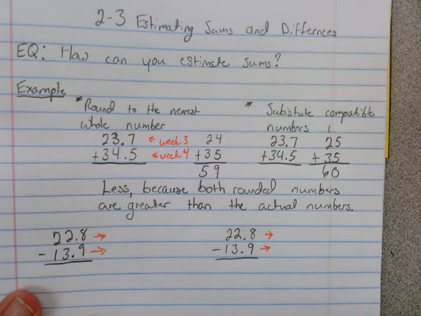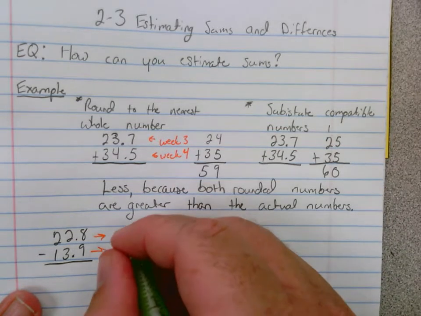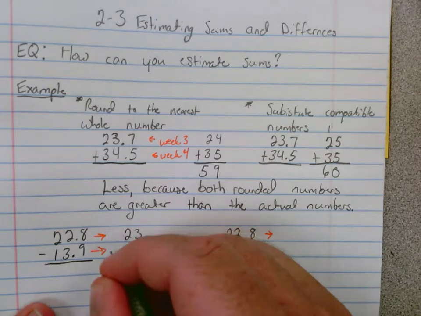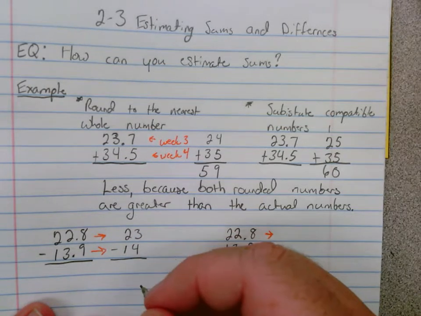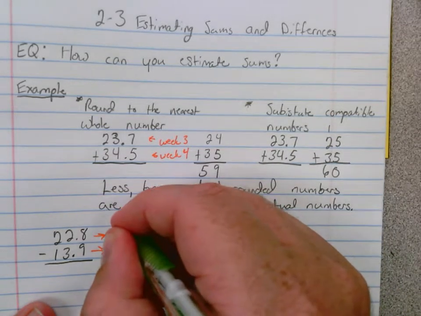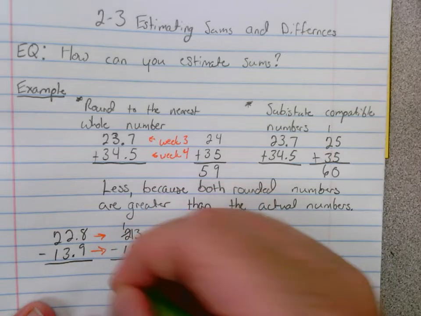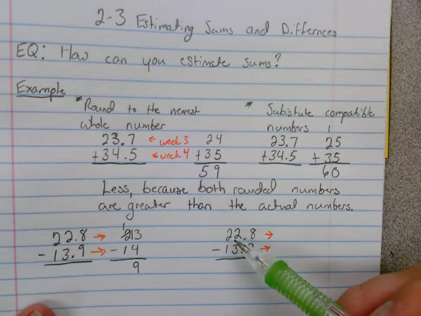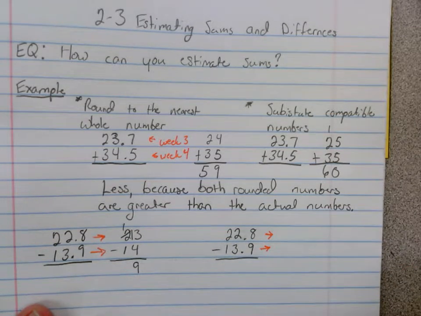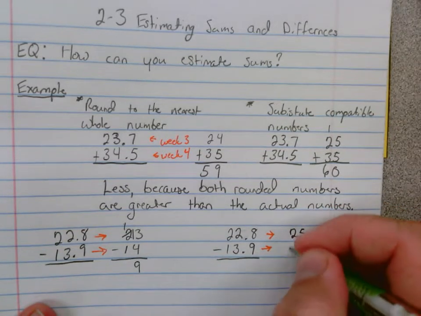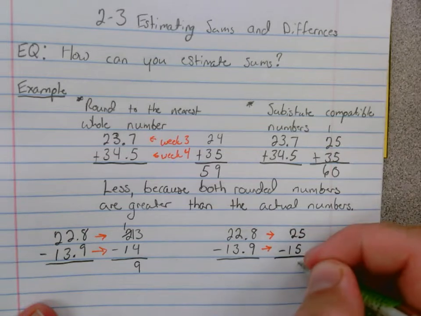So if I round 22 and 8/10 to the nearest whole number, that would give me 23. 13 and 9/10 would give me 14. 23 minus 14 gives me 9. The other way I could do this is I could find two numbers near 22 and 13 that would easily subtract from each other, and I would go with 25 and 15, which would give me 10.